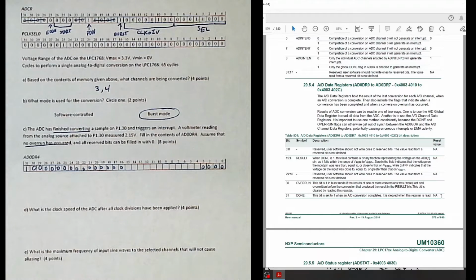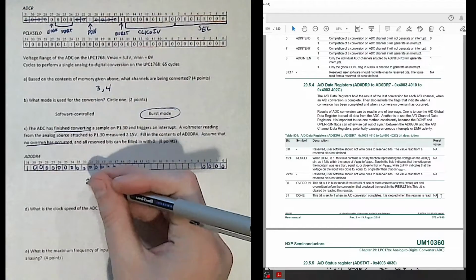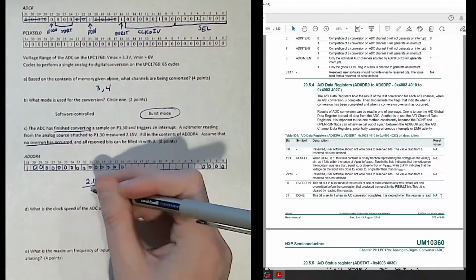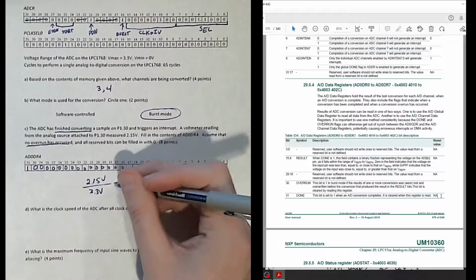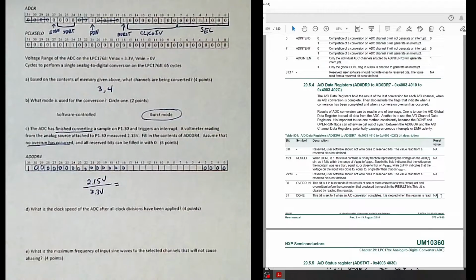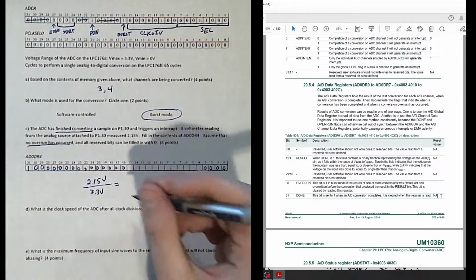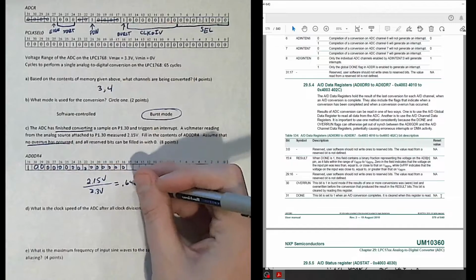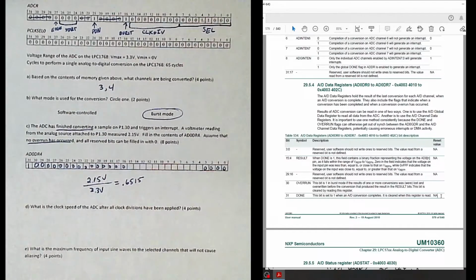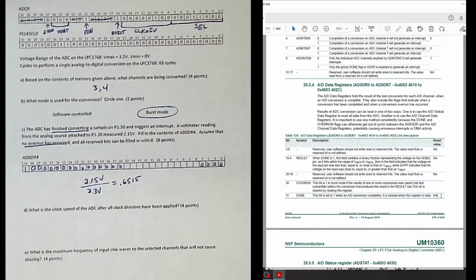We have measured 2.15 volts, and that is 2.15 volts out of a maximum of 3.3 volts. So that's what we read on our converter, and at maximum we could measure a 3.3 volt value. That basically tells us what percentage of the full range we are seeing, and that gives us about 0.6515.